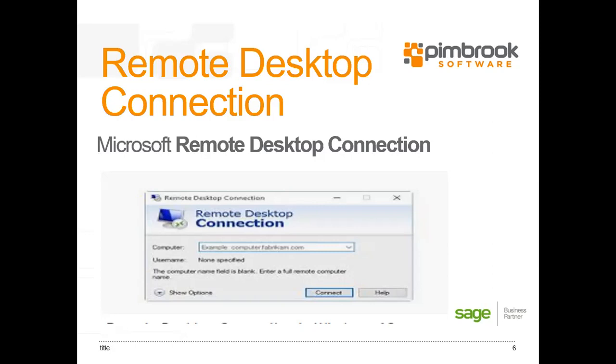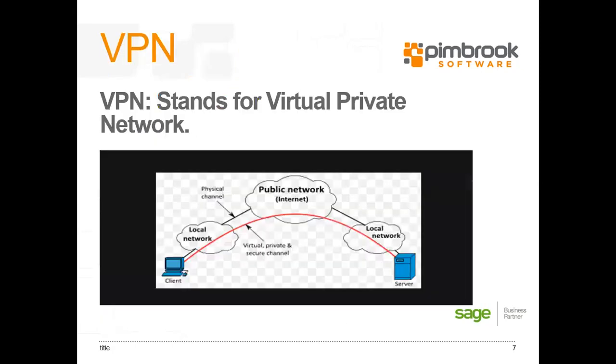To set this up, you find it in Settings, System, Remote Desktop, and there's an option there to enable remote desktop connection. As you can see there, it has the computer name. All you need to do is put in the computer name, or the IP address of the computer you want to connect to. For more information on this, please consult your IT person.